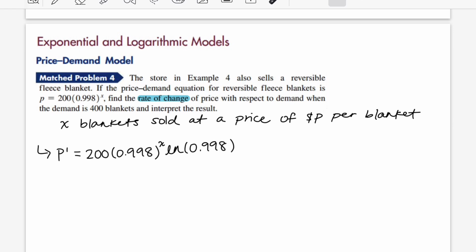And then the question is to find the rate of change of price with respect to demand when the demand is 400 blankets. So we want to find the rate of change when the number of blankets is 400, because this price is dependent on x, on our number of blankets. So all we have to do is plug in x into this equation here.